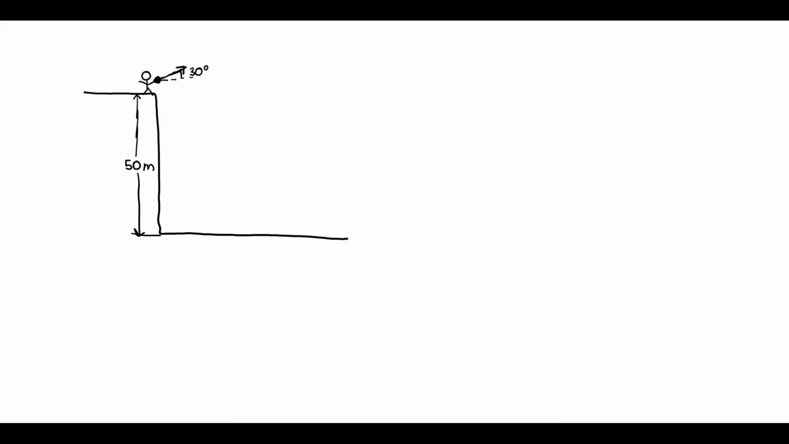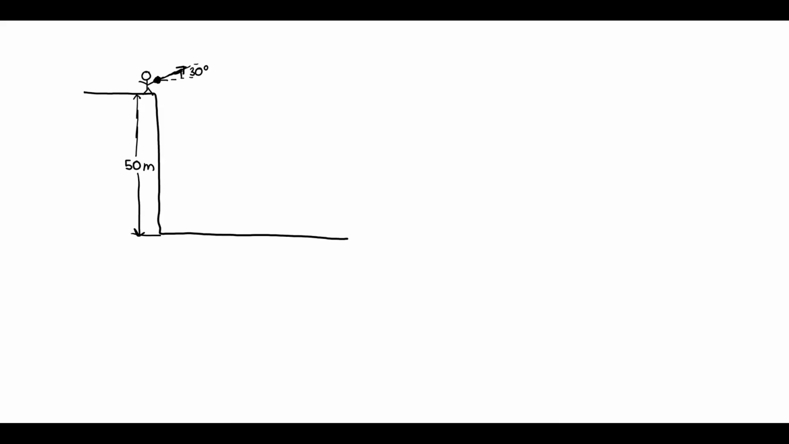So let's say you're on a cliff, and the cliff is 50 meters tall. And now I throw a ball or rock. Okay, I throw a rock at an angle of 30 degrees above the horizontal.